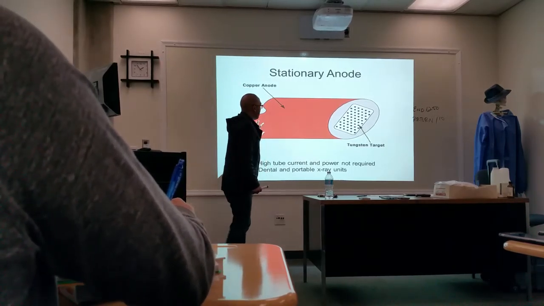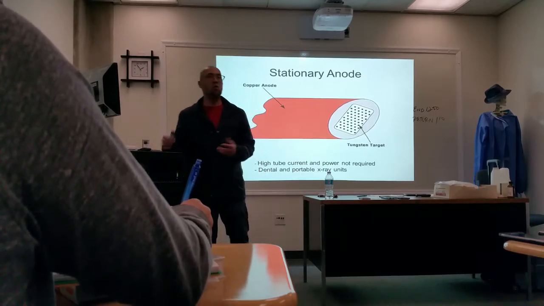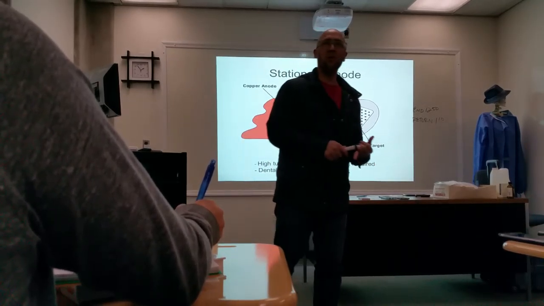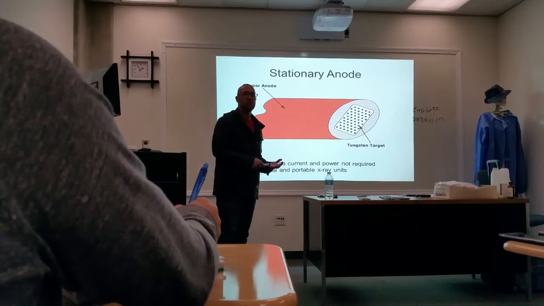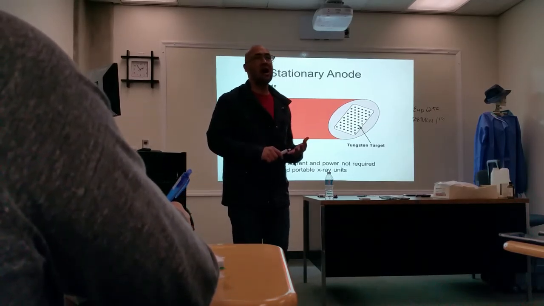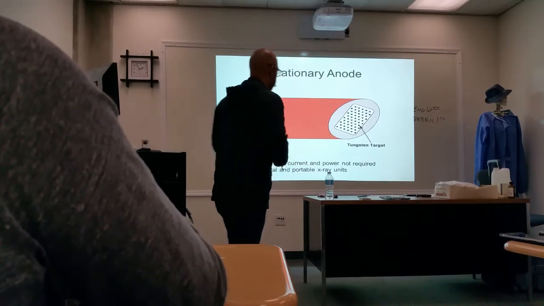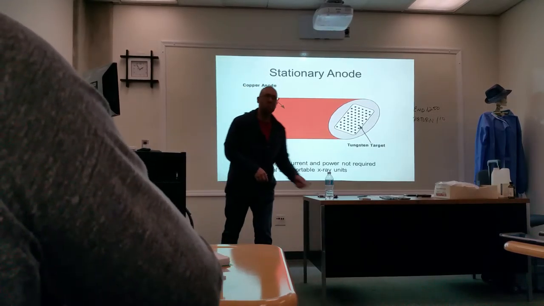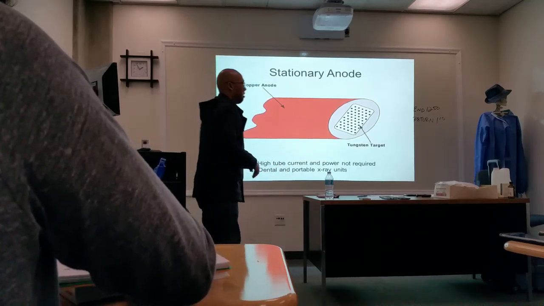Now, this type of anode is used for low quality types of examinations like dental exams, maybe bony work where we don't need a lot of strong X-rays. It can also be used for portable examinations. So again, the key here is we're not using high powered energy to create our images. So low mA, low kV, not a lot of power.